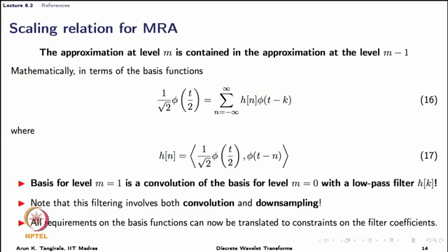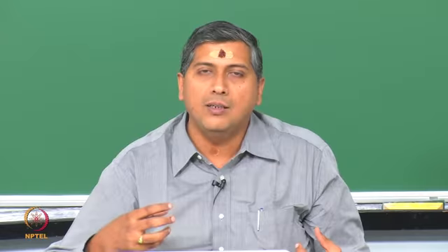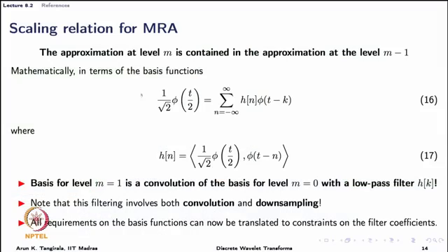Phi of t by 2, because V1 is a subspace that is essentially a dilated version of the functions in V0. So if I am looking at m equals 1, then I have phi of t by 2 as the basis functions for V1, and phi of t as the basis functions for V0. This statement essentially means I can take any function in V1, including the basis function, and express it as a linear combination of the basis functions at a finer resolution.